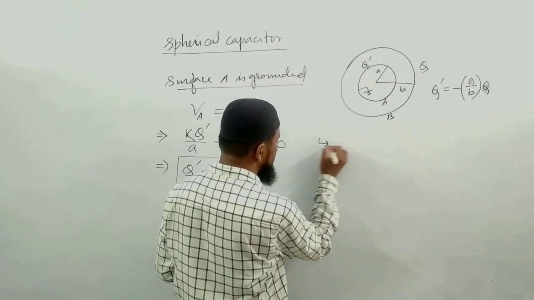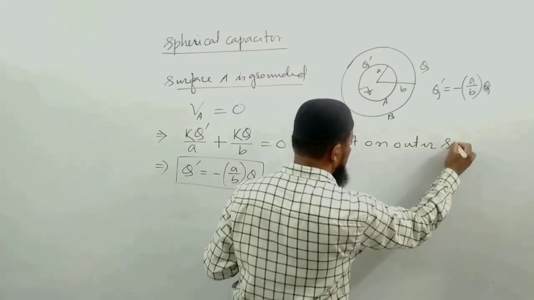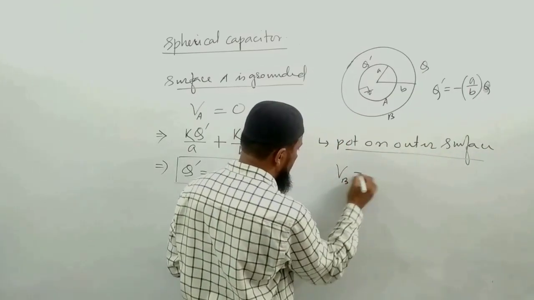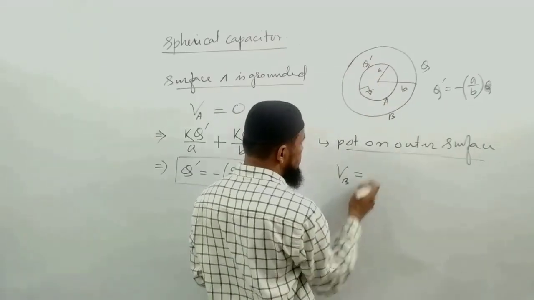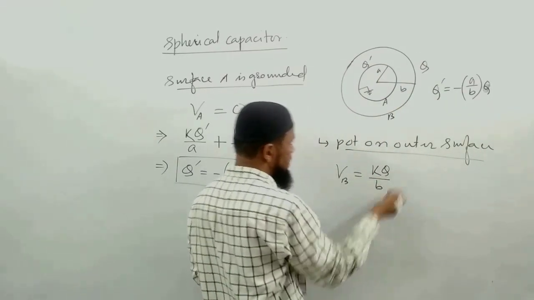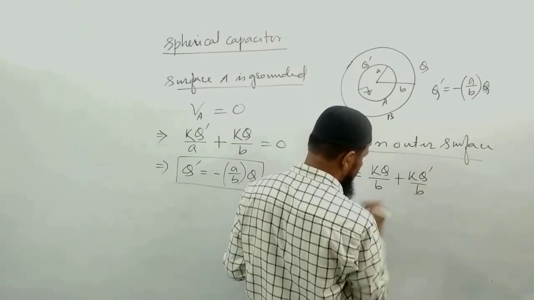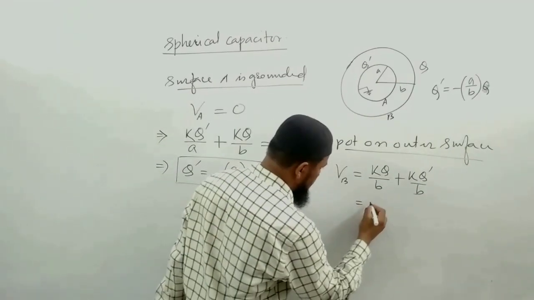Now, what is the potential on the outer surface? Potential on the outer surface, VB. Here there will be two potentials, one because of its own charge, KQ by B, and one because of the inner charge, KQ dash by B.